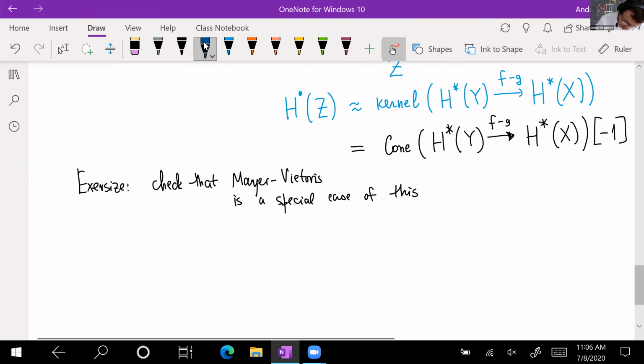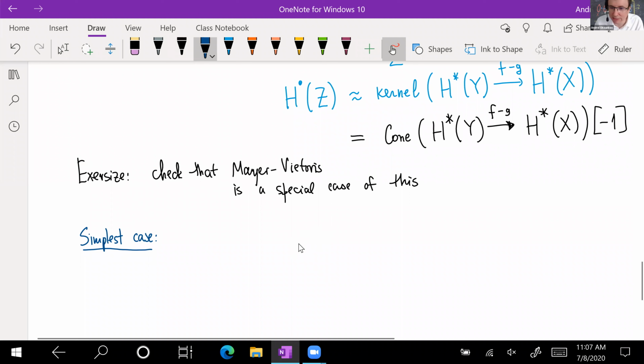I suppose we have a gluing. The simplest case of Mayer-Vietoris is just like gluing of really one cell. So what does it mean in this language? To glue an n-cell to some space, what will be that space? We already have X and Y and Z, so maybe W.